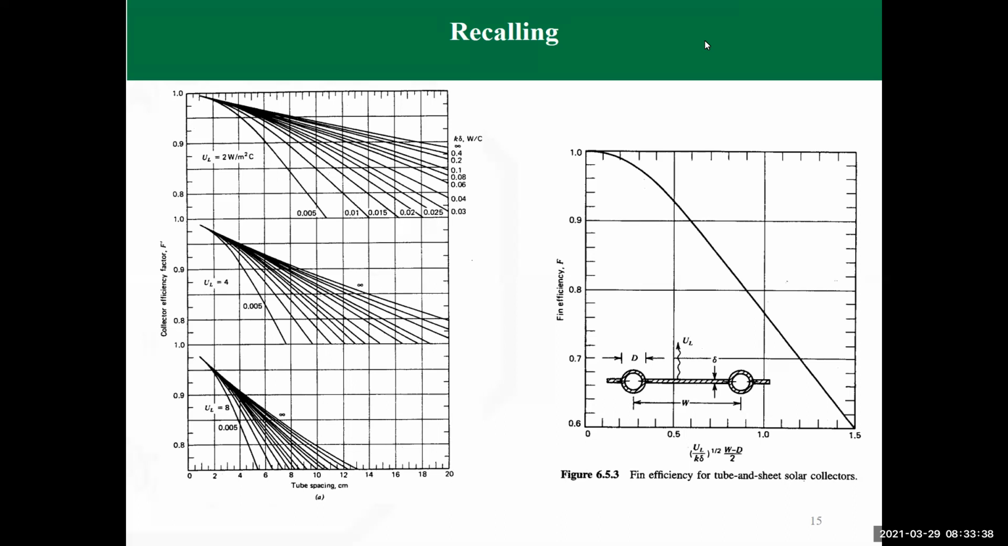Why? Because we need to come up with the net amount of energy falling on the solar collector that is transmitted to the fluid. The fluid can be a liquid or it can be a vapor or a gas. What we see here in the right figure is a layout in which the tubes are embedded in the absorbing plates.